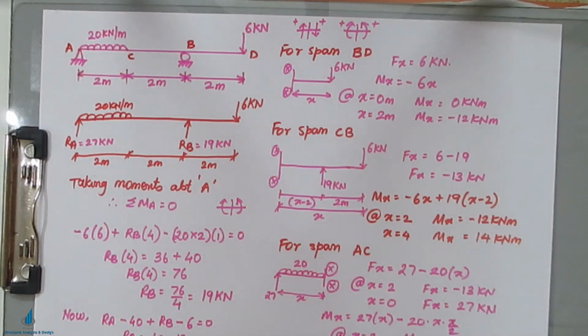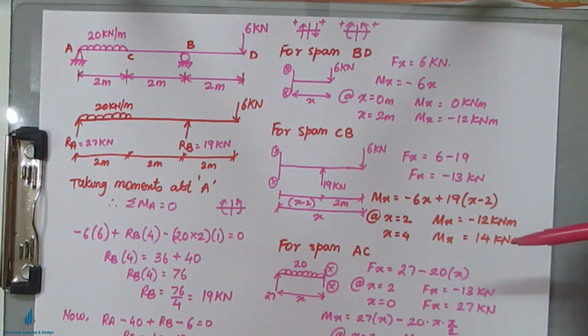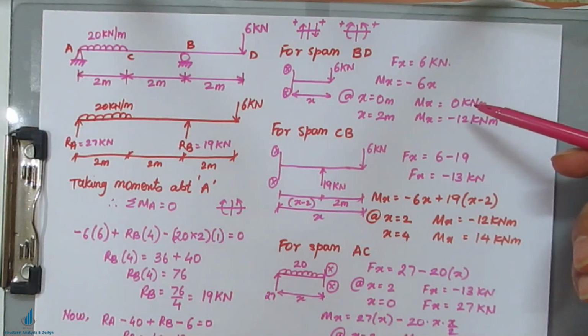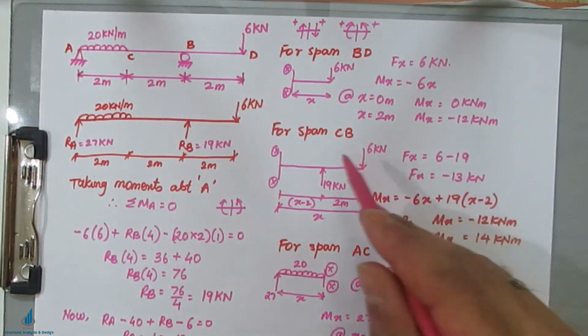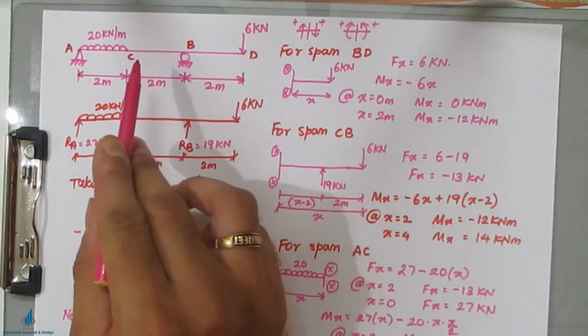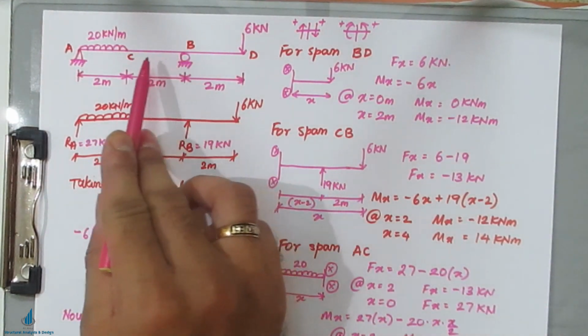So point of contraflexure is nothing but when the bending moment changes its sign from negative to positive or positive to negative. So we have to see where the bending moment is changing its sign. So the bending moment at the first span was 0, then minus 12, and in the second span it is minus 12, and the next value at x equal to 4 it is 14. So the bending moment is changing the sign from minus 12 to positive 14 at span CB.